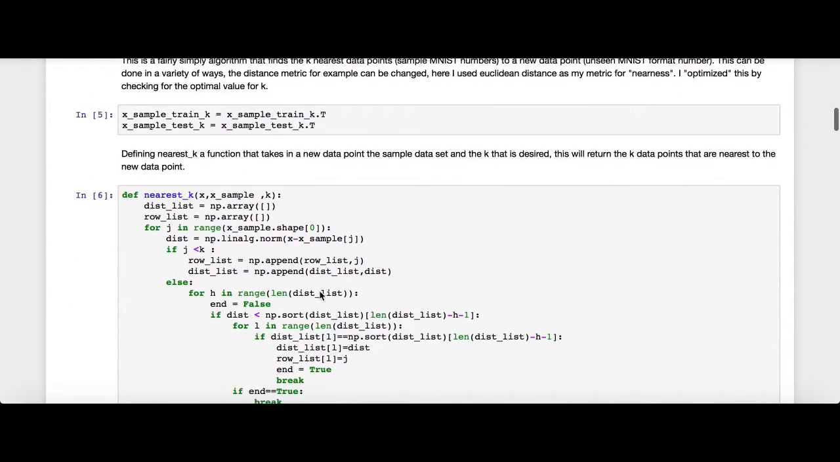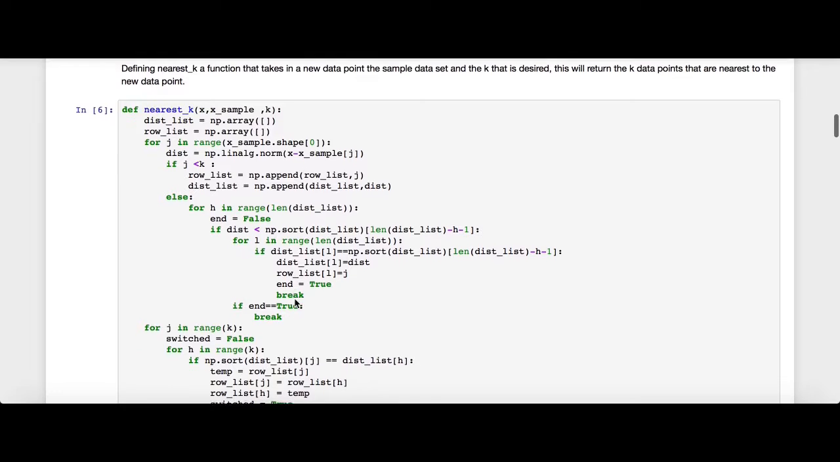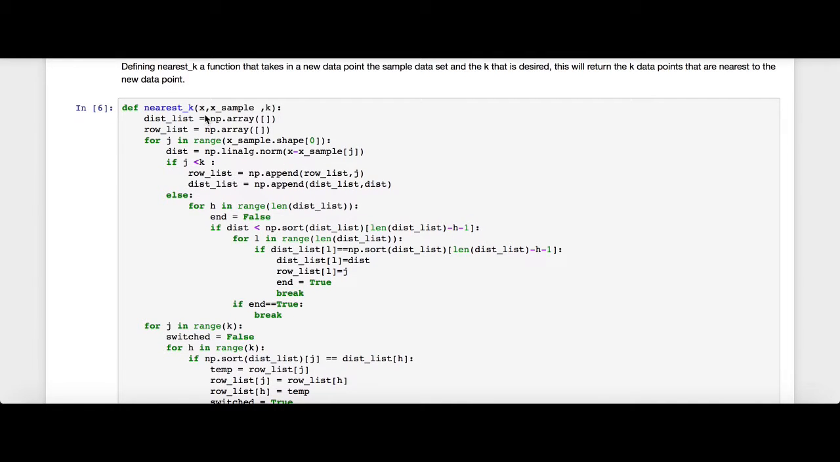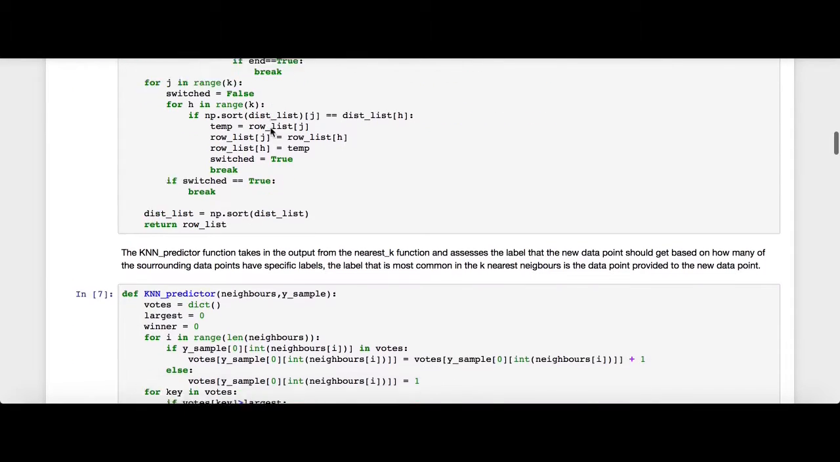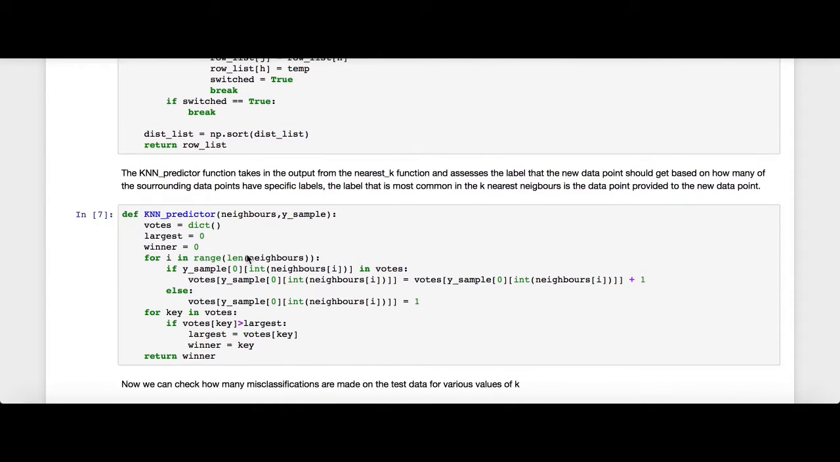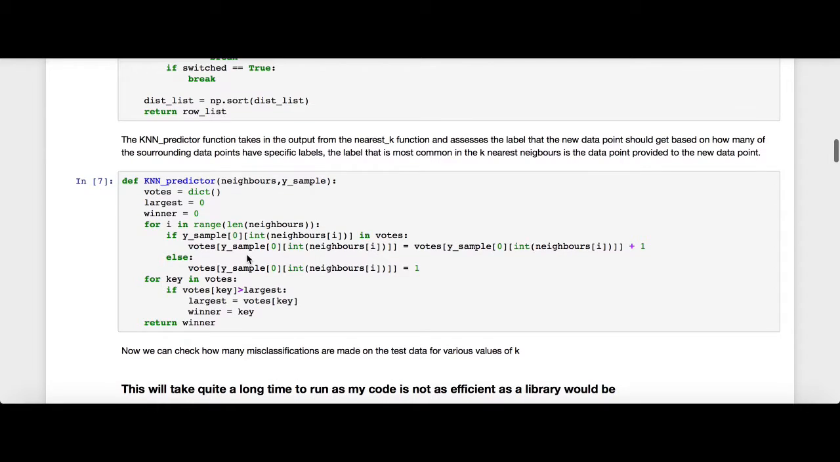This is my k-nearest neighbors algorithm. This will take in a new data point, a sample data set, and a number k for the amount of numbers that you want to check closeness to. I then have a predictor that uses the voting system in k-nearest neighbors to see what labels the nearest numbers have, and then I assign the most occurring label to my new data point.